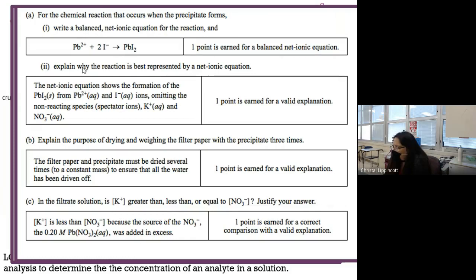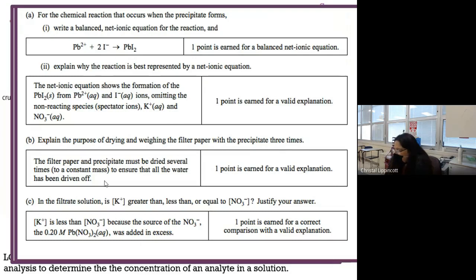All right, so what's the best representation for it? It's also good for you to start looking at these point values. Like, what are they looking for? So net ionic equation is going to show the formation of the lead and iodine coming together. These guys are just going to be spectator ions. They're still going to be floating around in the solution, so you wouldn't put those in a net ionic equation.